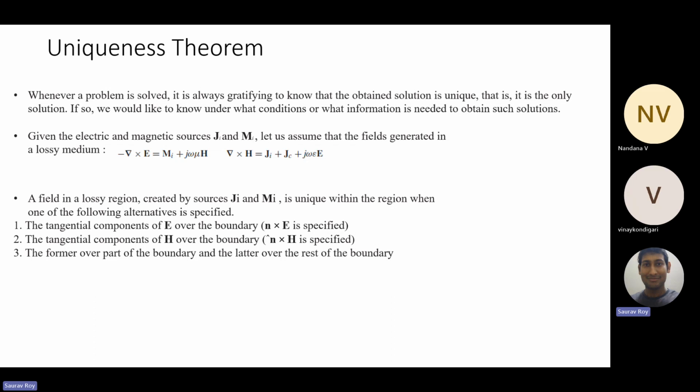One is the boundary of this source, the boundary that contains these sources. These current sources or magnetic sources are contained within a volume. And on this volume, what is the boundary, the surface boundary? It has to be specified either by the tangential electric field all over the surface boundary, or the tangential magnetic field H all over the boundary, or the third option is that some part of it is the tangential electric field and the rest of it is the tangential magnetic field. I think this portion must be clear from last week's discussion.